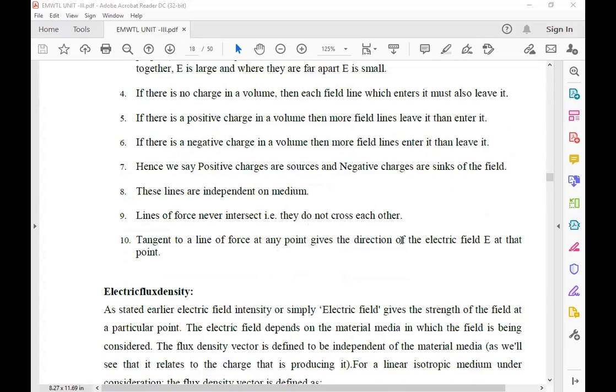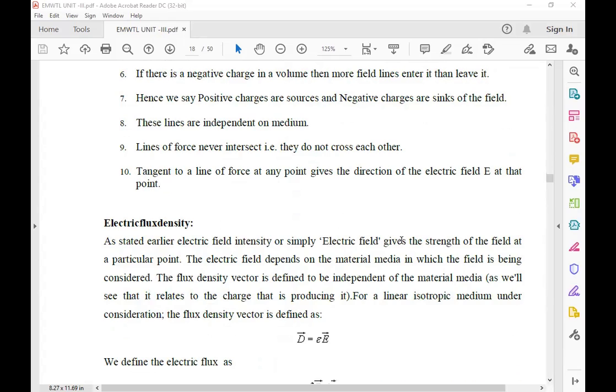Okay. Next, we studied the electric field intensity. Now we go for the electric flux density. Electric field intensity is denoted by field intensity or field strength, E bar. And electric flux density is D bar. Electric flux density is D bar.